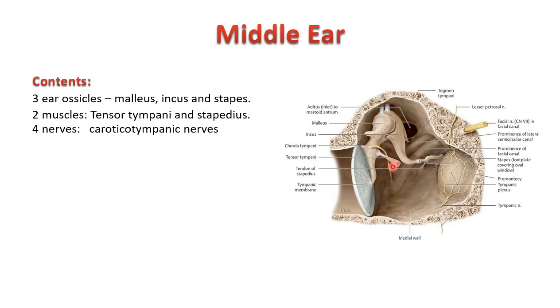And two muscles. One muscle you are able to see here is the tensor tympani muscle, which actually tenses the tympanic membrane. Okay, vibrates the tympanic membrane. The other one is the stapedius muscle, which is attached to the footplate of the stapes bone. So these are mainly the contents of the middle ear: three ear ossicles, two muscles, tensor tympani and stapedius, and nerves.